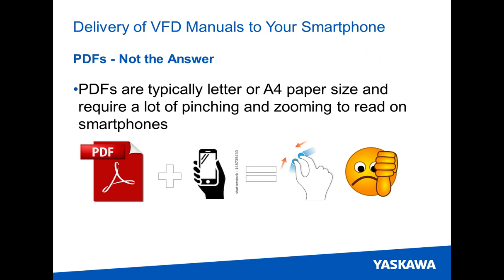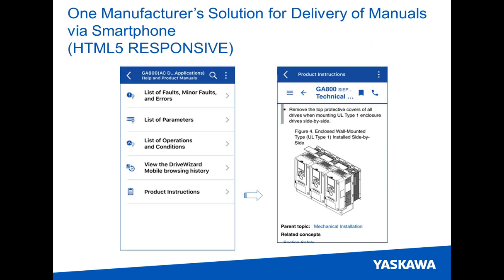A lot of us have tried to pinch and zoom a letter-sized PDF on our smartphone. That's not the best formula because you're doing a lot of pinching and zooming and scrolling. So that's one of the pitfalls of just looking at PDFs, which are really designed for printing, on a mobile device. Here's a screenshot of one manufacturer's solution for manuals on a smartphone.